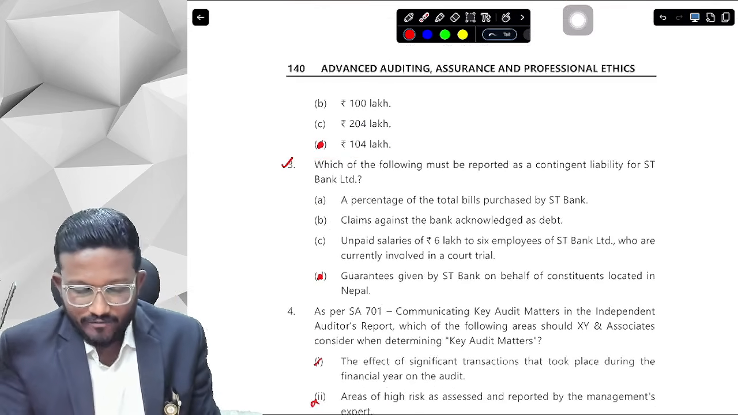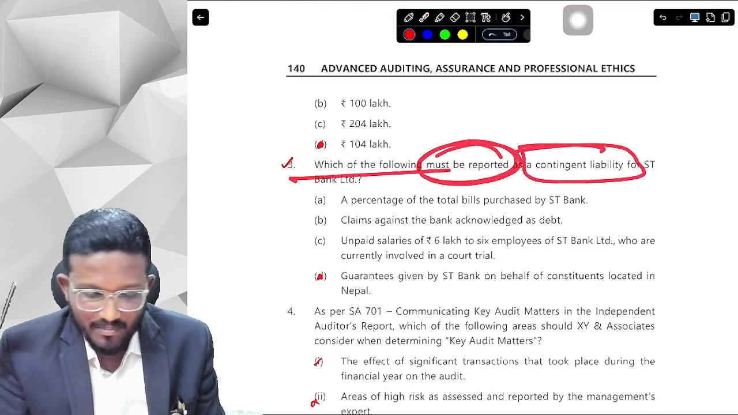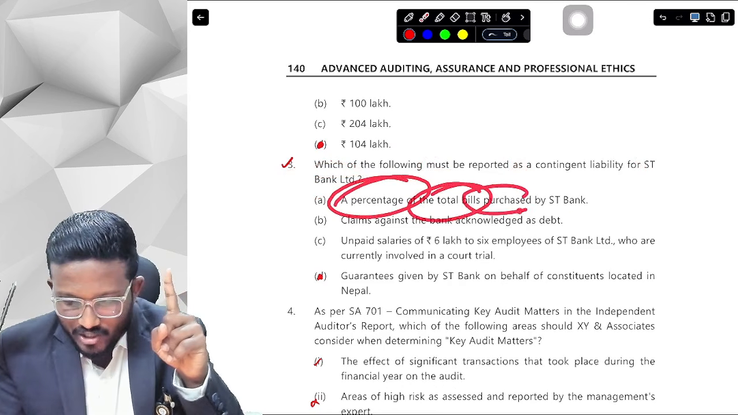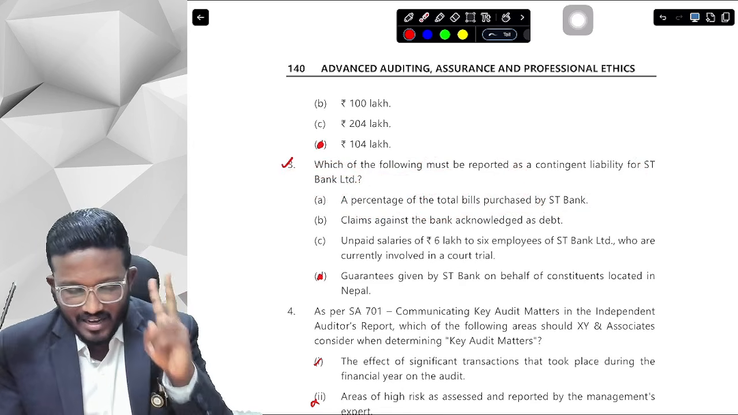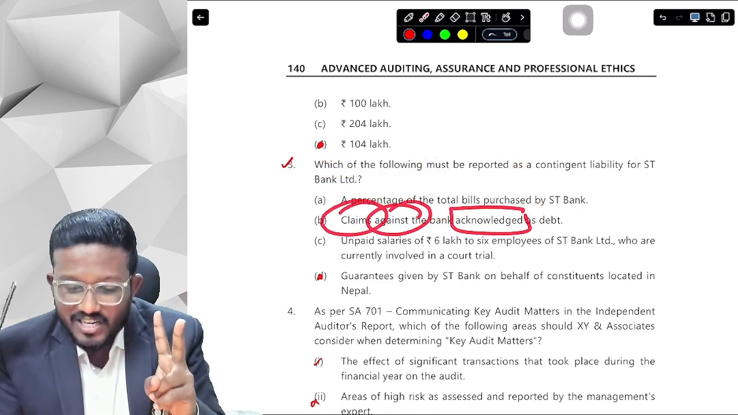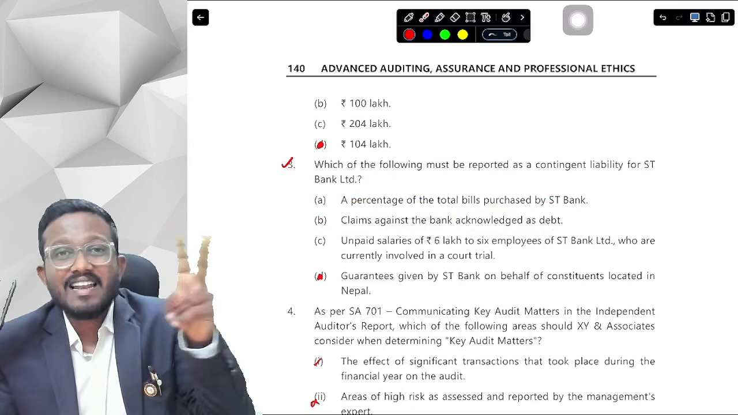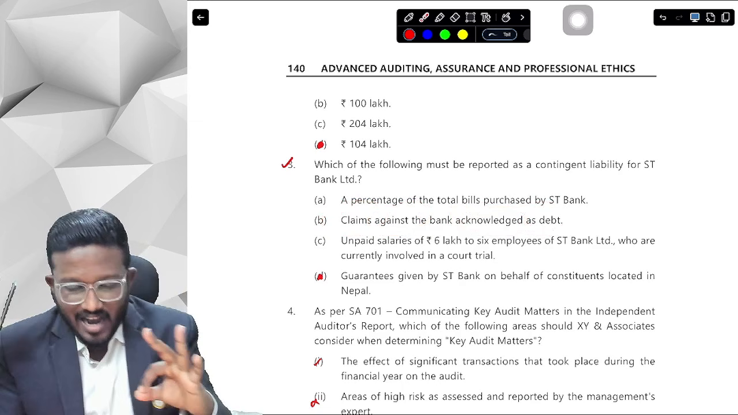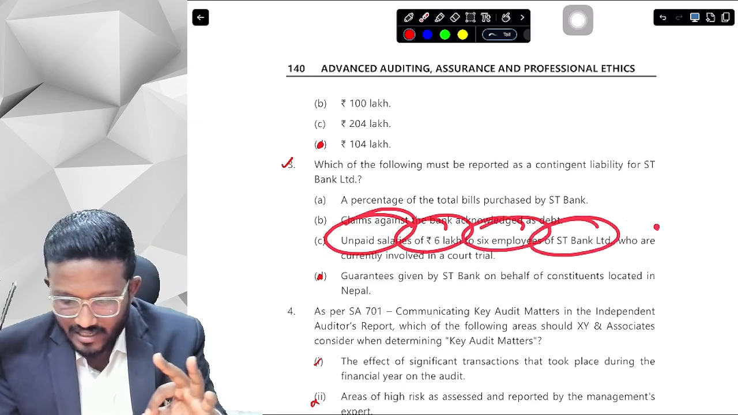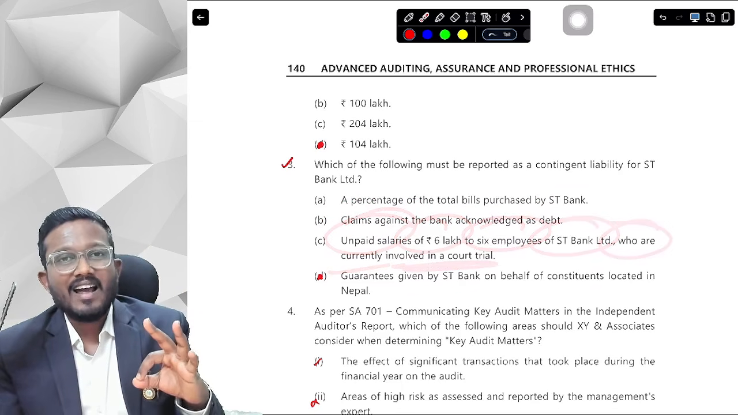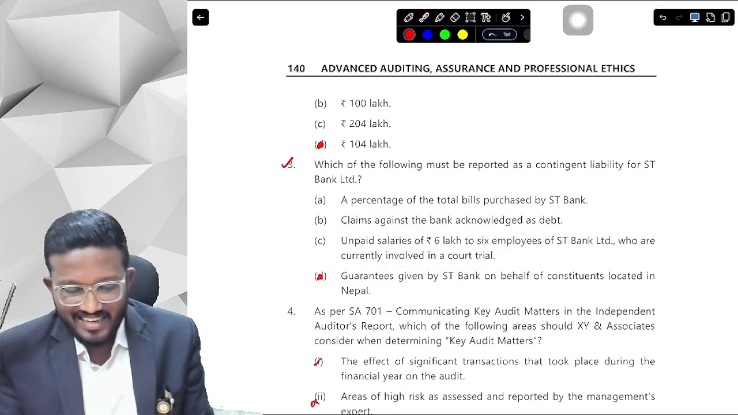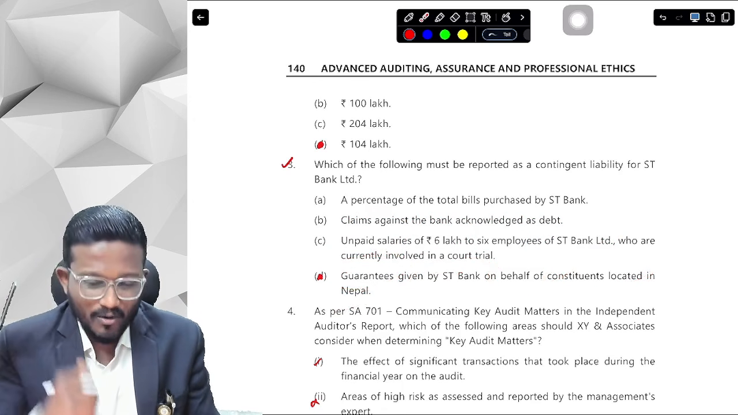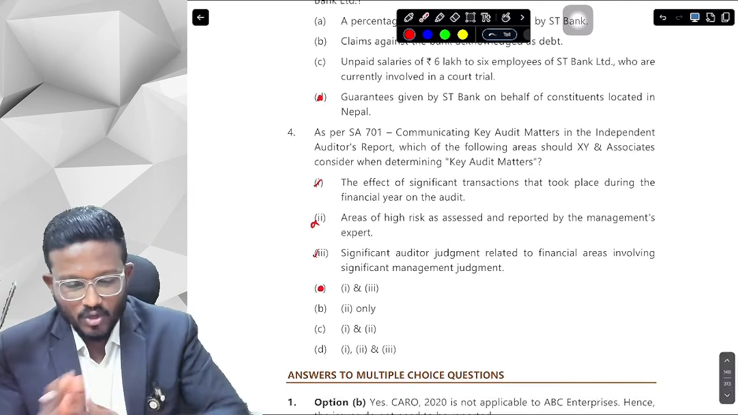Okay, yes sir. Which of the following must be reported as a contingent liability for the bank? So in a bank, what is a contingent liability? A percentage of total bills purchased by ST Bank. No, it is not a contingent liability. Secondly, claims against the bank acknowledged as debt. If you acknowledge it as a debt, then it is a liability, not a contingent liability. Not acknowledged as debt is your contingent liability. Next, unpaid salaries of 6 lakh to 6 employees of ST Bank who are currently involved in a court trial. Now this is not a contingent liability. Lastly, guarantees given by ST Bank on behalf of constituents located in Nepal. This is a contingent liability. An example of a contingent liability we have already discussed from the concept book. Okay, yes sir.